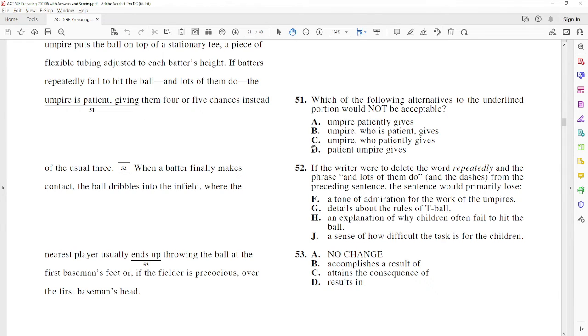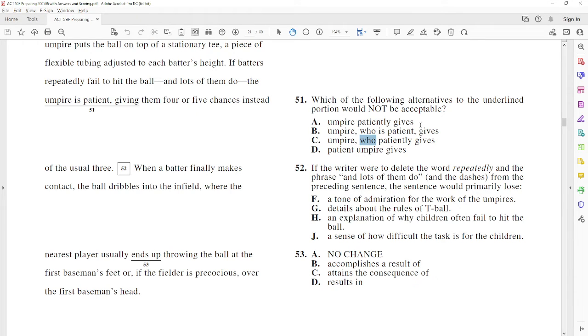The umpire patiently gives them 4 or 5 chances. That works. The umpire, who is patient, gives them 4 or 5 chances. Sure, who is patient can be non-essential information. The umpire, who patiently gives them 4 or 5 chances instead of the usual 3, does what? This W word, who, grabs the verb, patiently gives. So now there's no main verb in the sentence. C is not acceptable. And then D would be the umpire, the patient umpire gives them 4 or 5 chances.